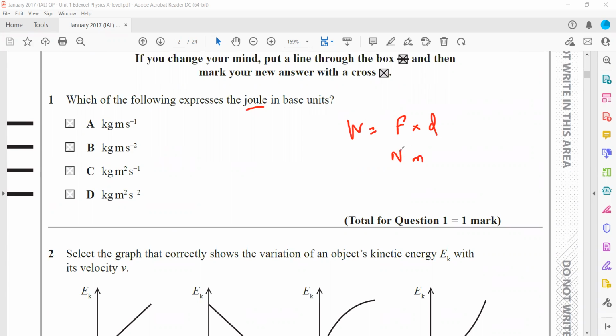What about Newton? Because F equals ma, Newton itself is kilogram meter per second square. So in place of Newton, we can write kilogram meter per second square multiplied by meter. So it will be kilogram meter square by second square. When we simplify, it is kilogram meter square second raised to power minus 2. So option D will be the right answer.